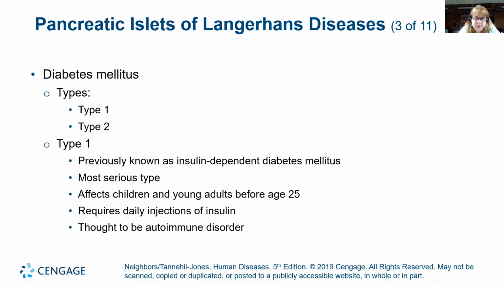So there are two types of diabetes mellitus. Type 1 is what was previously known as insulin-dependent diabetes. It's the most serious type because it affects children and young adults, usually before the age of 25. It requires daily injections of insulin, and it is thought to be an autoimmune disorder. So these are the kids that get it.